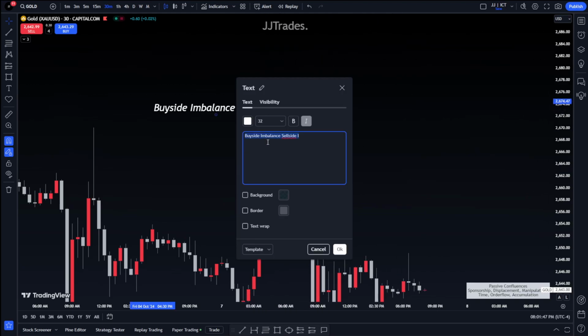it's instead sell side imbalance, buy side inefficiency.